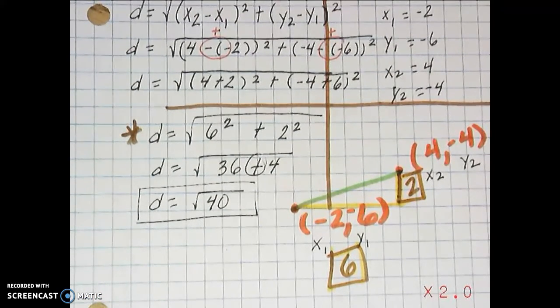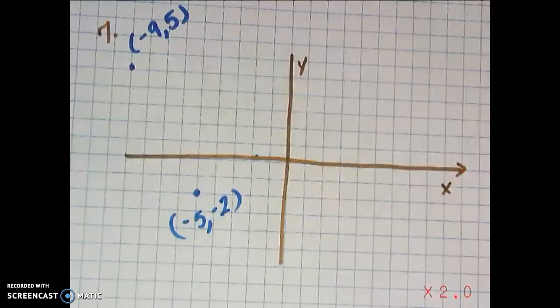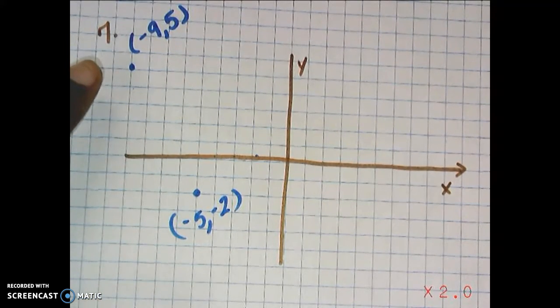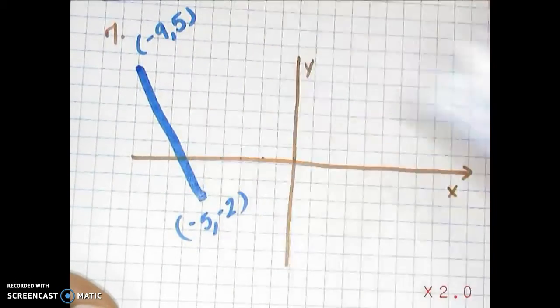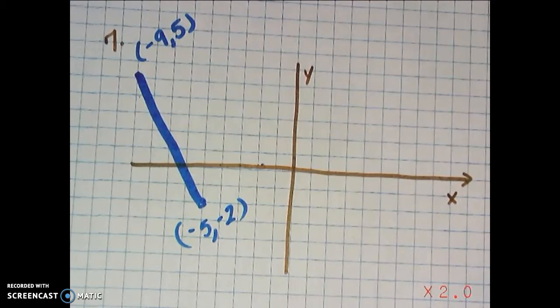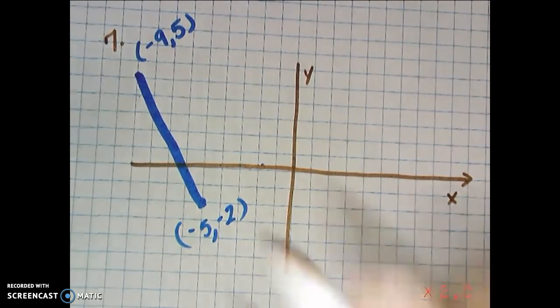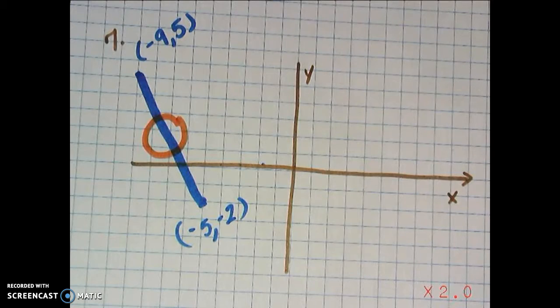Take a second, pause it if you need to. Number 7 on your review asks you to find the midpoint of the line segment with the given endpoints. So the points that we are given are negative 9, 5 and negative 5, negative 2. So what you're trying to figure out no longer is what's the length between those two. You're trying to figure out where's the middle between those two. And in class, what I told you was if we're trying to find the midpoint, we're really just looking for the average of the 2 points.